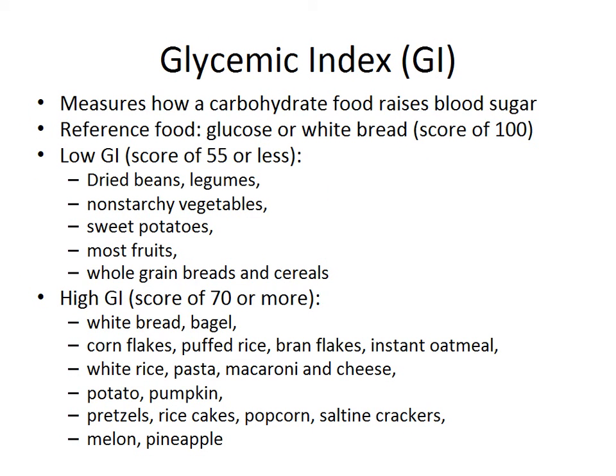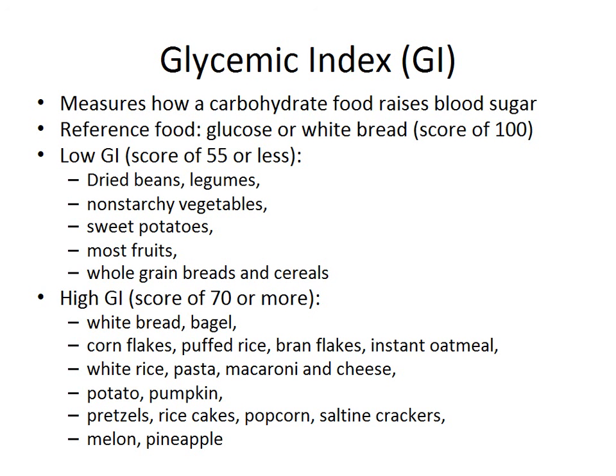And then what exactly is the glycemic index? It's not 100% agreed upon how useful this is to control blood sugar, but the glycemic index is a scale that gives you an idea of how much a certain specific food will raise your blood sugar. The reference food is glucose or white bread, which has a score of 100. And low glycemic index foods have a score of 55 or less, and those include your non-starchy vegetables, sweet potatoes, most fruits, your beans and legumes, and your whole grain breads and cereals.